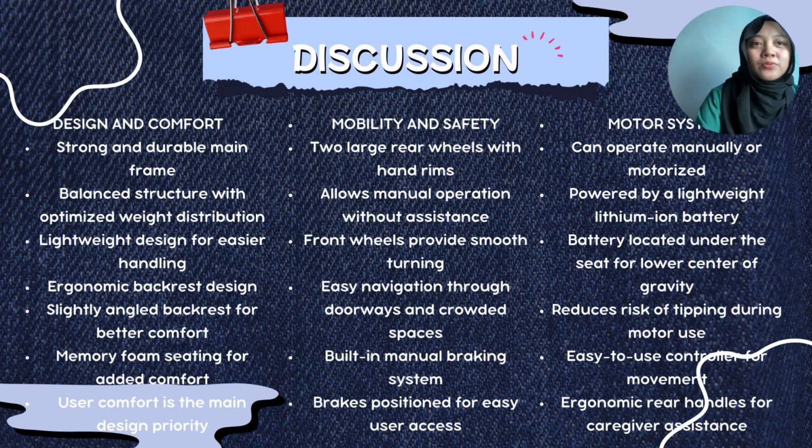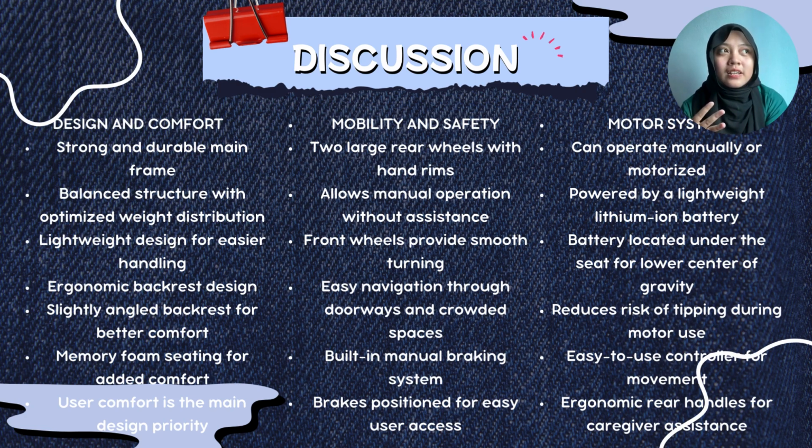So for the design and comfort, we decided to go with a strong and durable main frame. This helps to balance the structure and optimize the weight distribution within the wheelchair. Lightweight design for easier handling, so basically it's easy for the patient or the user to bring the wheelchair out. And then an ergonomic backrest design, basically targeting more comfort, so that rather than not feeling comfortable while using the wheelchair, the patient can be more comfortable.